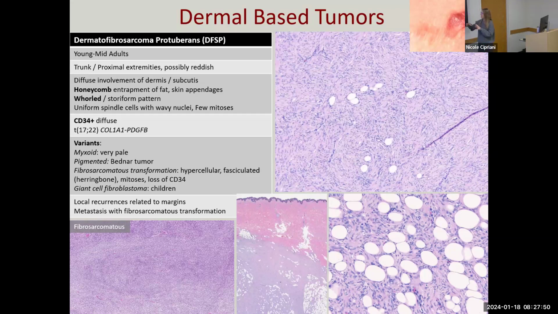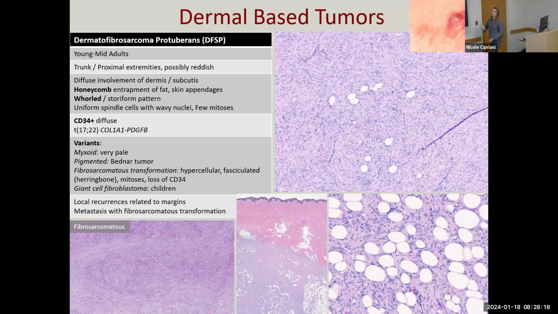It often is a discrete nodule adjacent to a conventional DFSP, but sometimes it can be more subtle and the line can be not so clear. But the reason to look for it, right, is because they metastasize. In the absence of fibrosarcomatous transformation, they do not metastasize, they just locally recur. But with fibrosarcomatous transformation, they can metastasize, and so then the patient gets staging and potentially chemo if necessary.